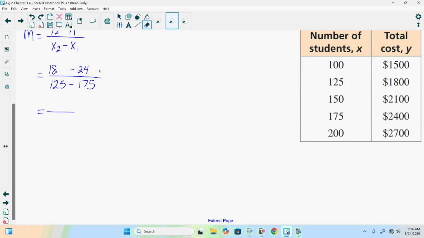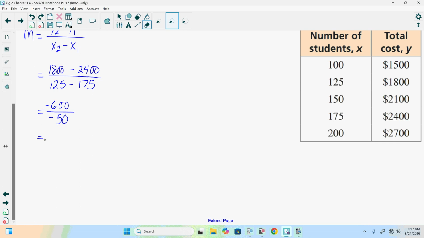What if I told you 18 minus 24? Exactly, it'd be negative 6, because we're subtracting smaller from bigger. So it would be 6, yes? Well, we still have the, so 1800 minus 2400 would be negative 600. 125 minus 75, we know it's going to have to be negative. Almost 50.